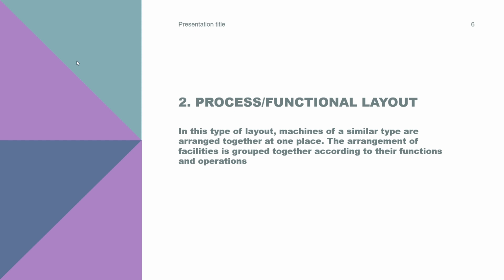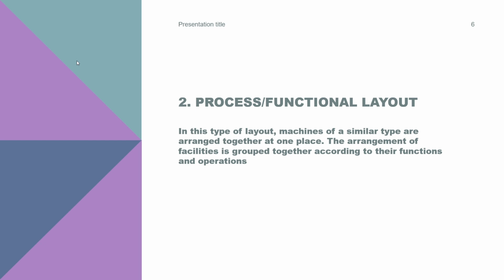For example, process-oriented layout is everywhere in a hospital. The ECG department, scanning department, everywhere there are different departments. So, that is a great example. Another one, machines performing drilling operations are arranged in the drilling department. Machines performing casting operations are arranged in casting department.